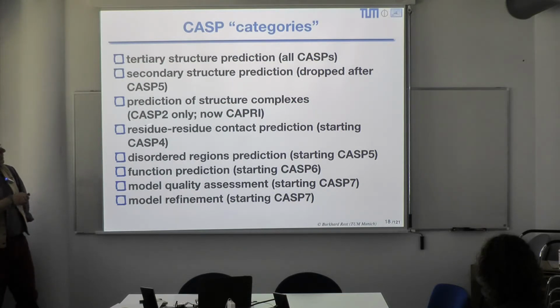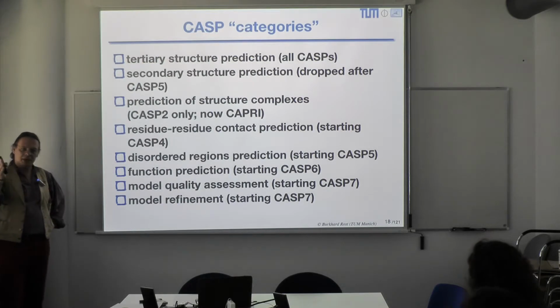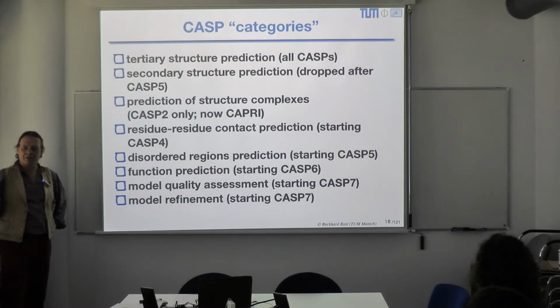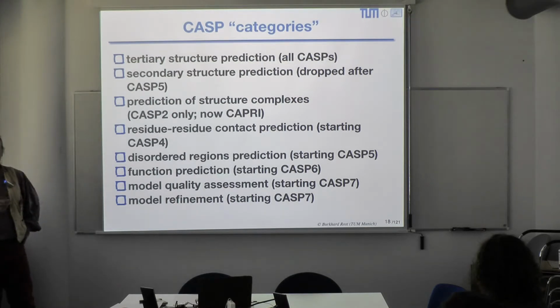Residue contact prediction started in CASP 4. Disordered regions starting CASP 5. Function prediction starting in CASP 6. Model quality assessment. So essentially how well can you assess that the comparative model you built is right? Or that whatever you do is right? It's a different discipline. And model refinement, so that actually is the Swiss-Model versus Modeller initially. Can you improve over the template?